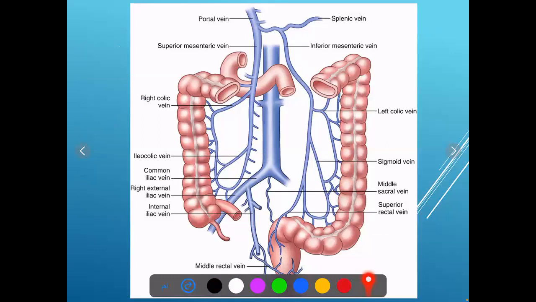Venous drainage: the veins of the large bowel follow the branches of the arteries. As we see here, the right colic vein and the ileocolic vein will drain into the superior mesenteric vein. The left colic vein, the sigmoid vein, and the superior rectal vein drain into the inferior mesenteric vein. The inferior mesenteric vein lastly drains into the splenic vein. Then the splenic vein and superior mesenteric vein unite to drain into the portal vein.